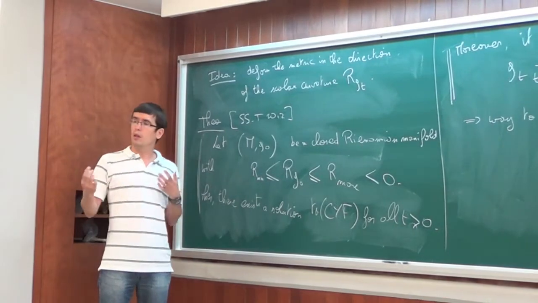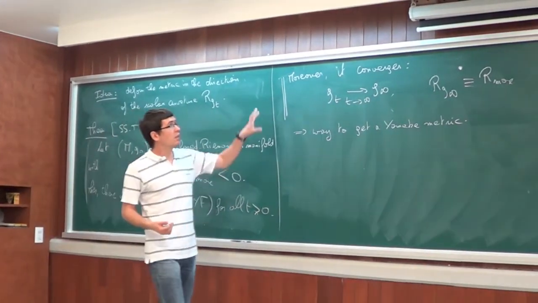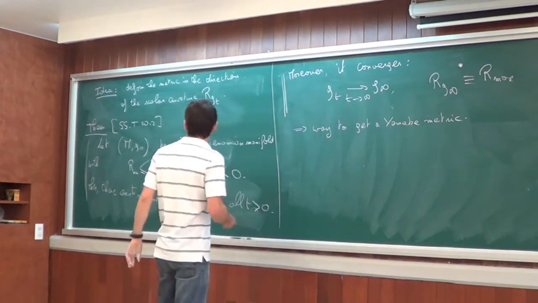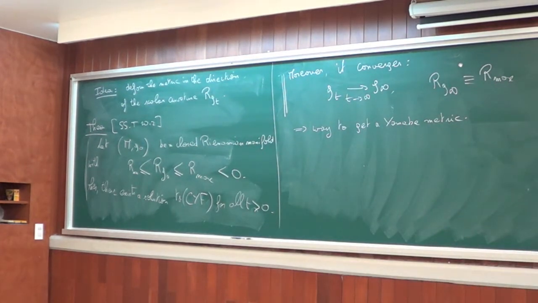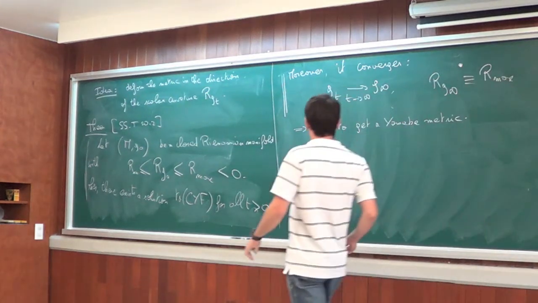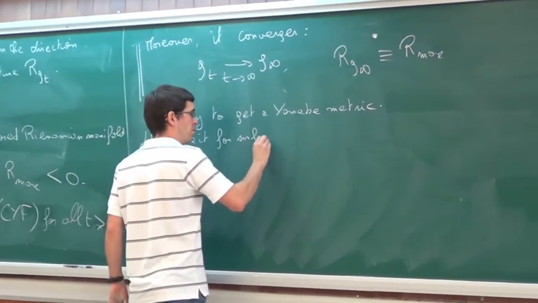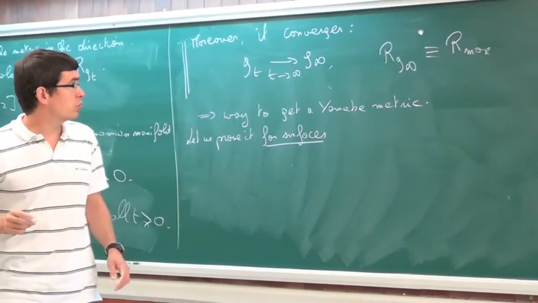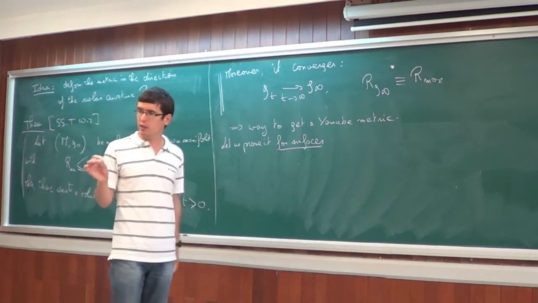So basically I have to explain two steps of the proof. The first step is why there is a solution, and the second step is why it converges. So let me do that. I will prove it for surfaces because it's easier to explain. The computations are a little easier, and the general idea is the same in higher dimensions.